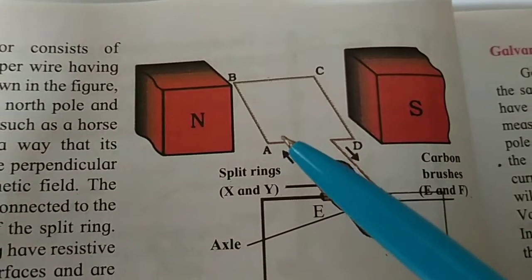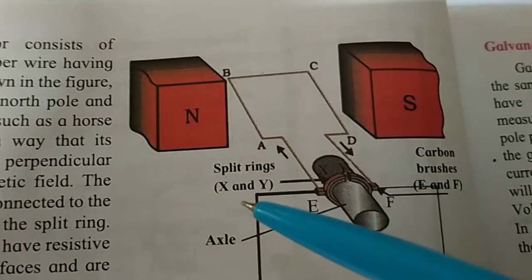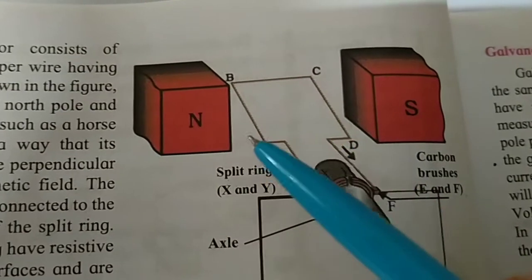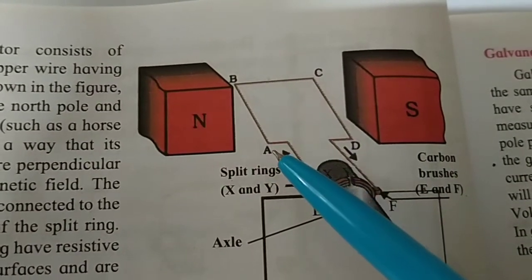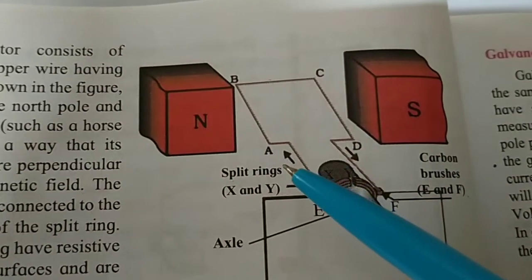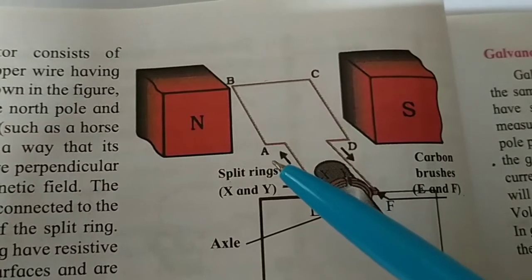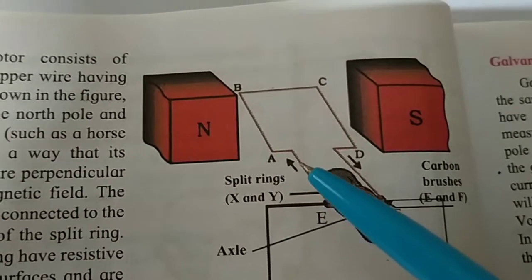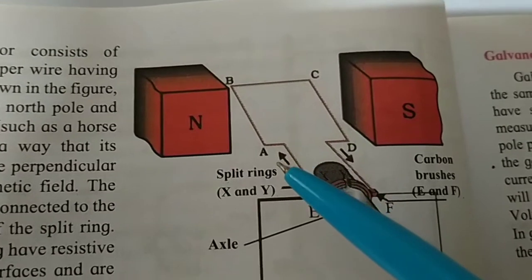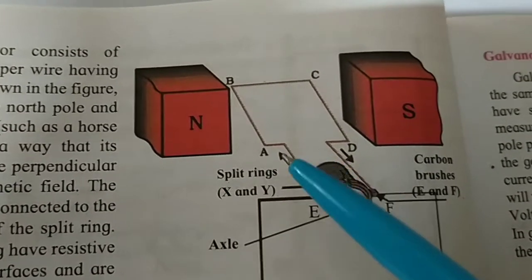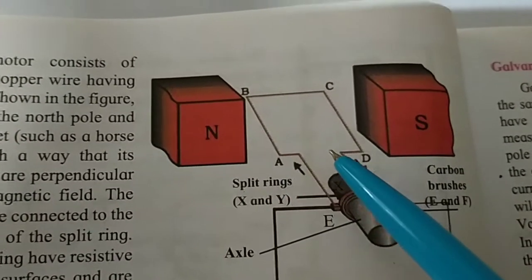Thus the current in the loop is reversed after each half rotation, and the loop and the axle continue to rotate in the anti-clockwise direction.